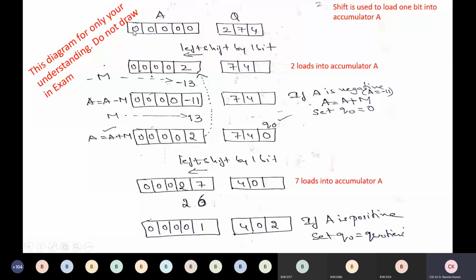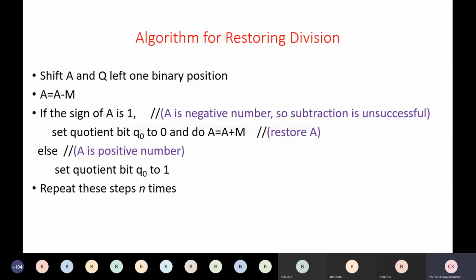And this process needs to be repeated n times. Here n is the number of bits in the dividend, that is, in Q. If Q consists of maybe 3 bits, we can say 3 iterations. All these steps are repeated for n iterations, or 3 iterations. If there are 4 bits in Q, then 4 iterations. Right, so this is the algorithm we need to write.